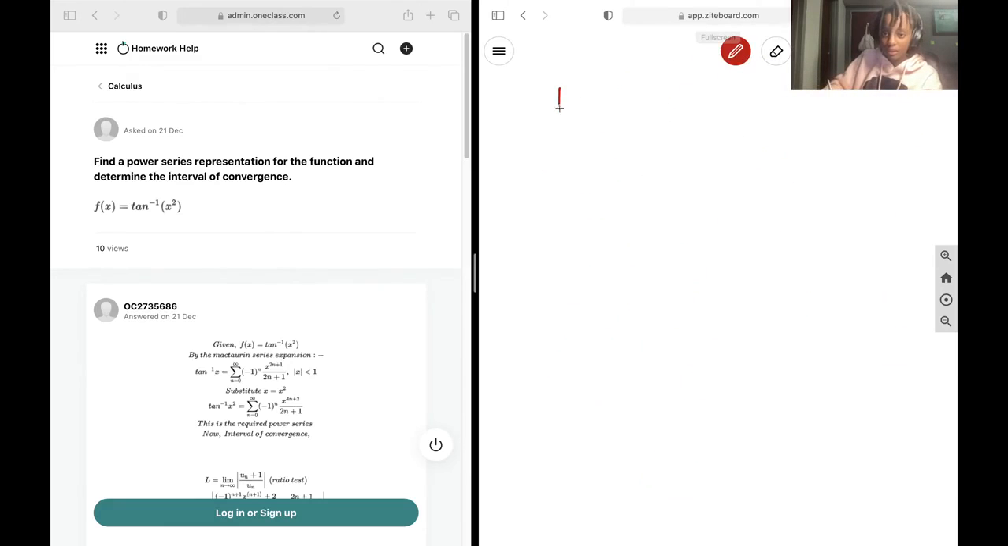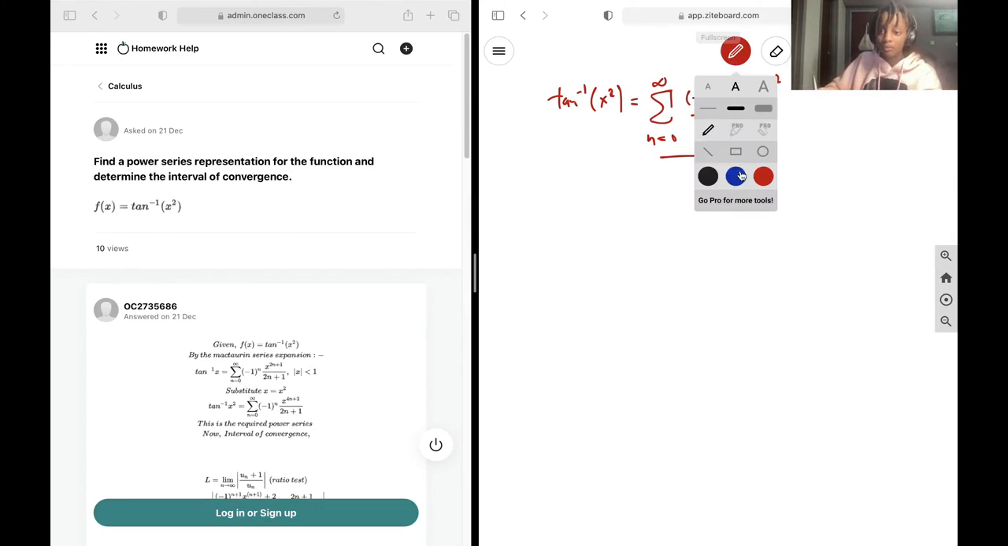So the power series representation is inverse tan of x squared is equal to the summation from n equals 0 to infinity of negative 1 to the n, x to the 4n plus 2 all over 2n plus 1. Next, we will want to find the interval of convergence, and we're going to do this with the ratio test. And you just need to remember that the summation converges as long as L is less than 1.